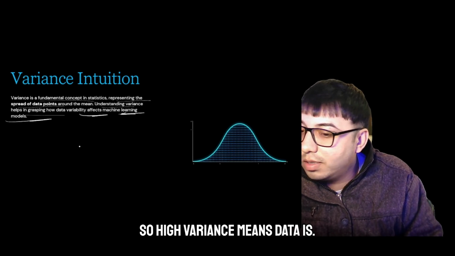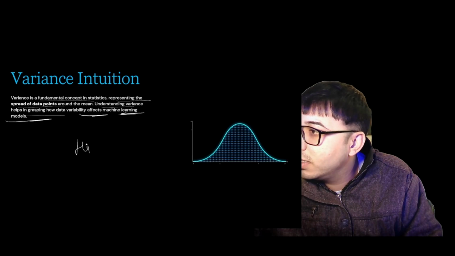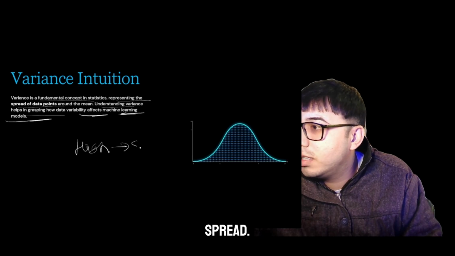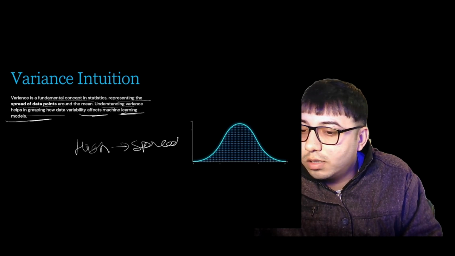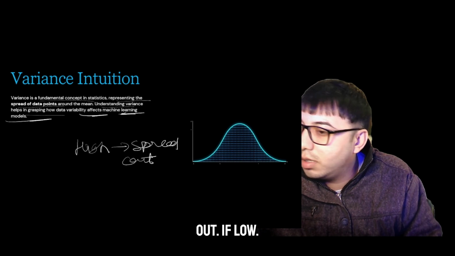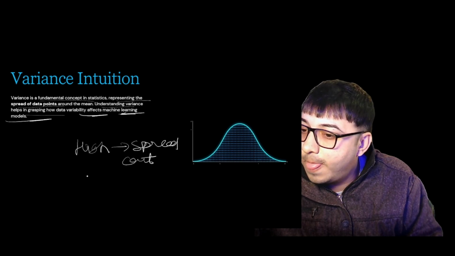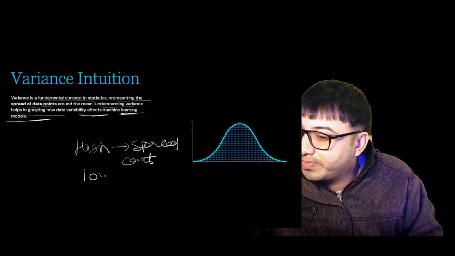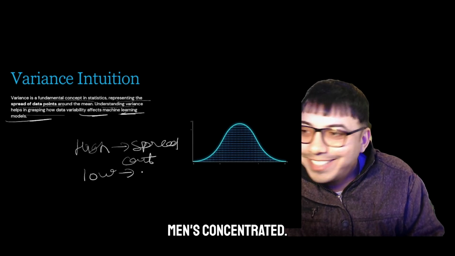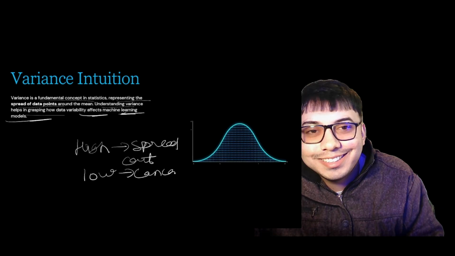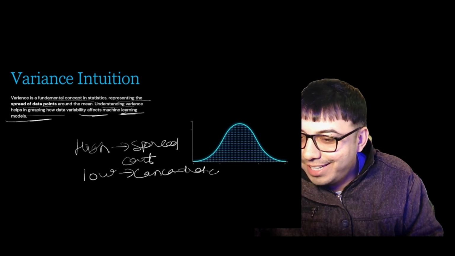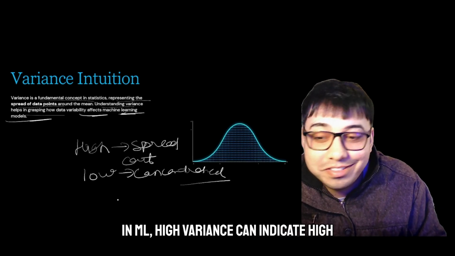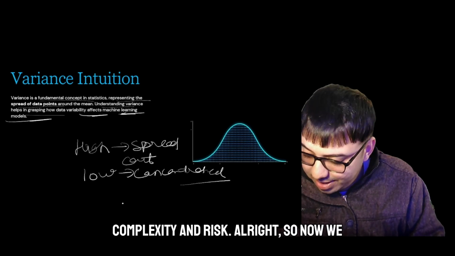So high variance means data is spread out. If low, it means concentrated. In ML, high variance can indicate high complexity and risk.